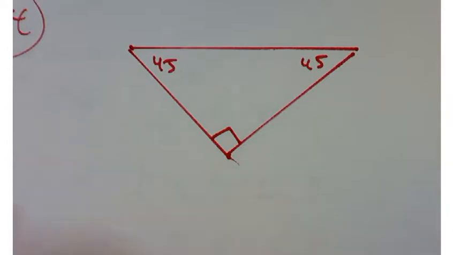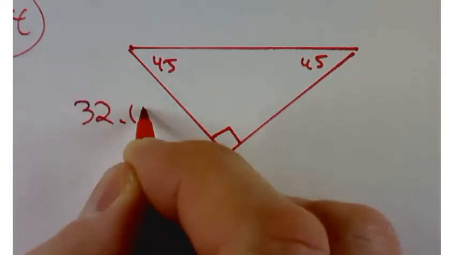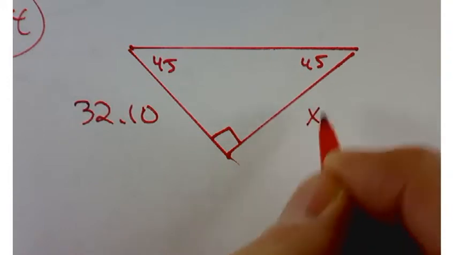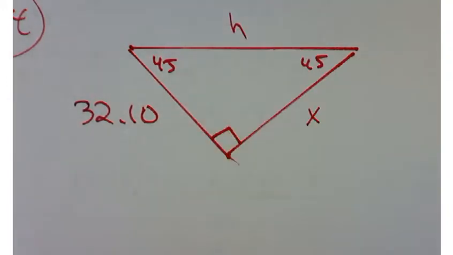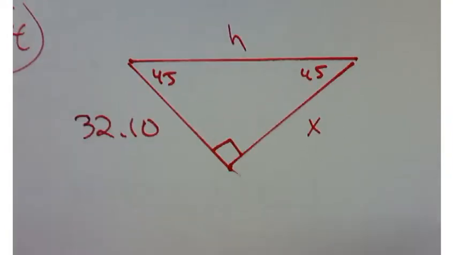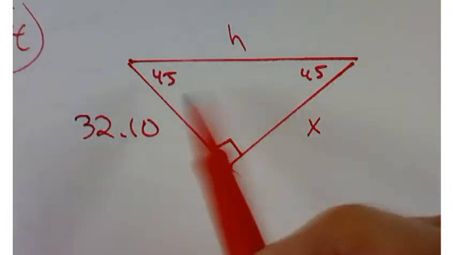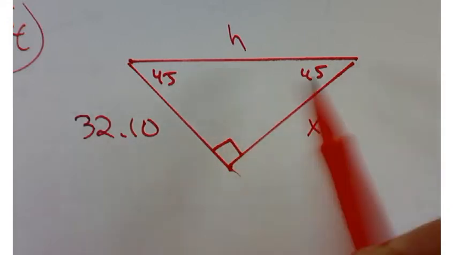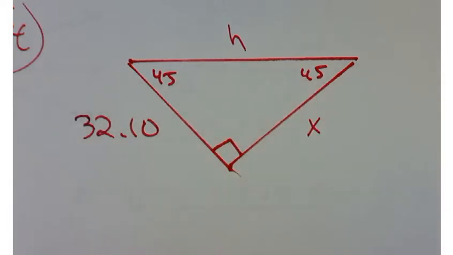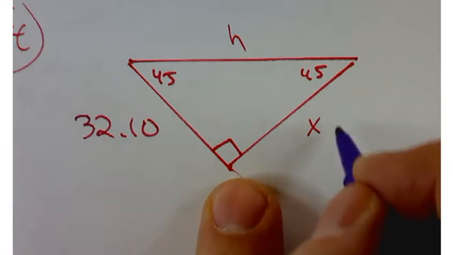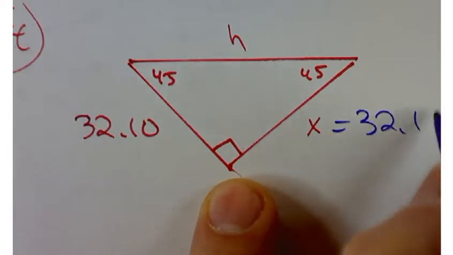We got one side, which is 32.10. Another side is called X. That one's called H. Now, I guess the thing to know about a triangle like this is that if it has two angles that are the same, then the opposite sides are the same. So you pretty much get this side for free. That's just 32.10.